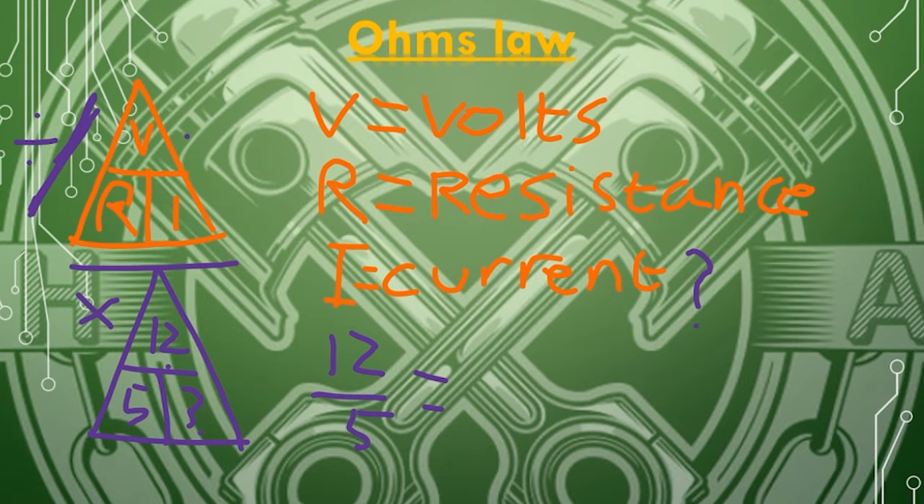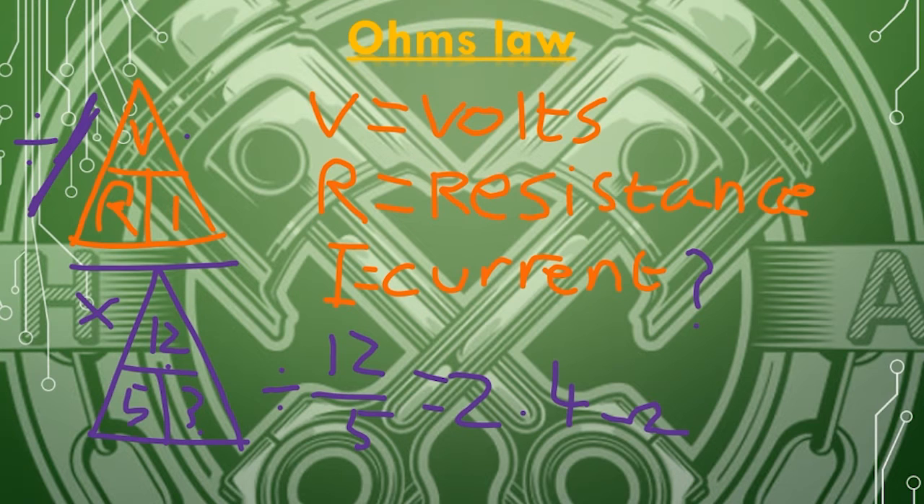So if we were to divide 12 by 5, we would get 2.4 amps. So that's pretty much it. It's very simple, very straightforward. If you do have any questions about this, feel free to put them in the comments below, and I'll be sure to get back to you as soon as I do see it.